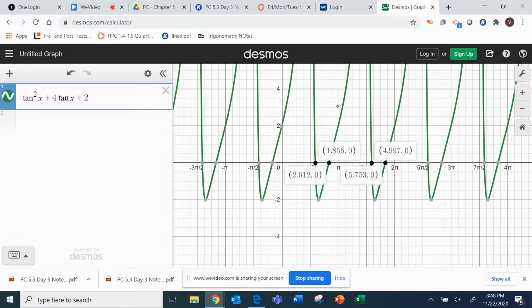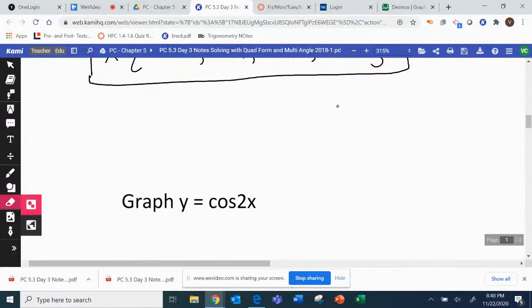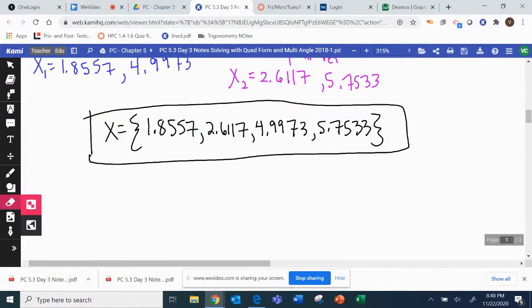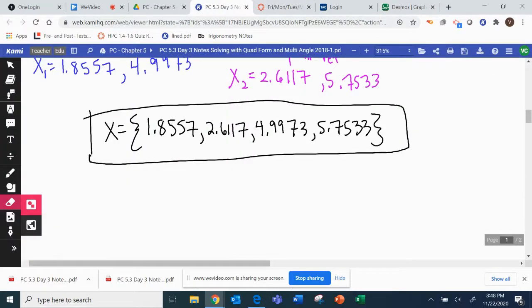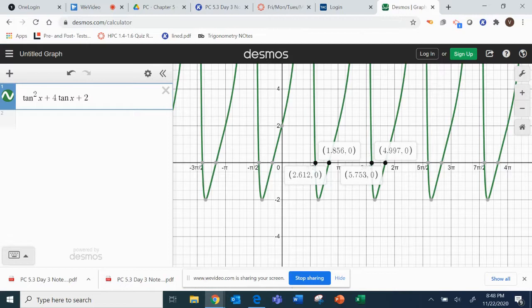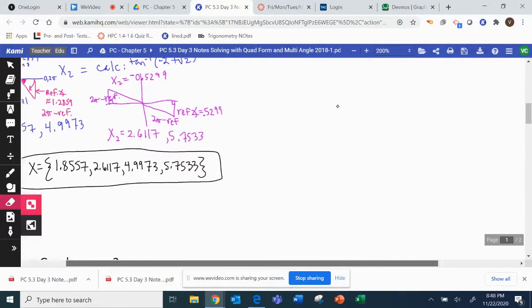and I believe I remember the 4.99. I remember it was 1.8 something, 2.6 something. Hopefully those are correct. Desmos will only give you 3 decimals. 2.6117. Yep. And then 5.753. Yep. So those are correct. Desmos is only going to give you 3 decimals, but doing it on your calculator, you'll be able to get more. All right. Let me do another one of those.